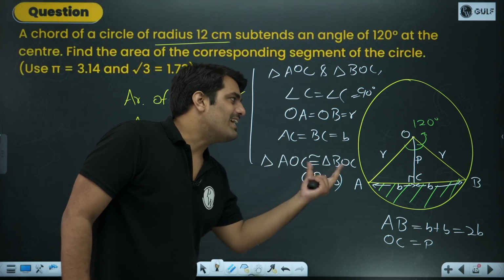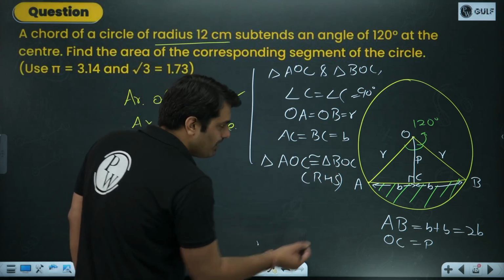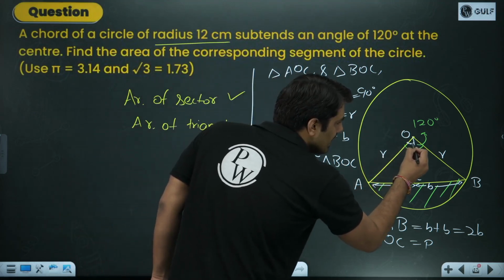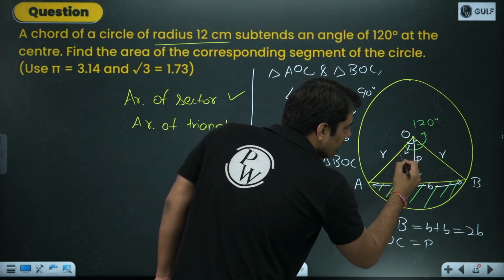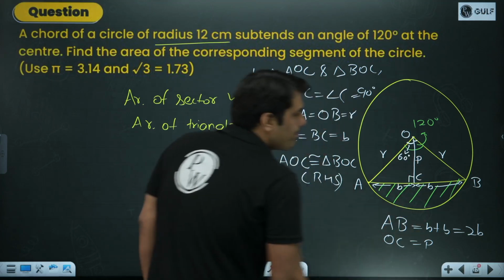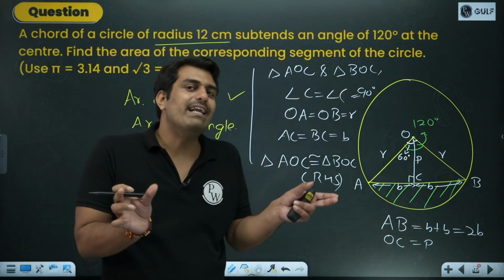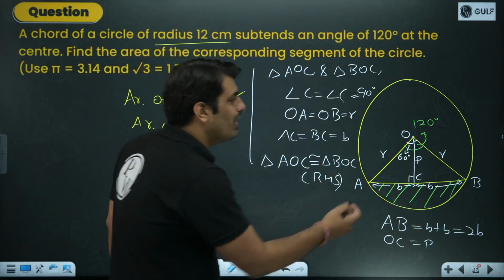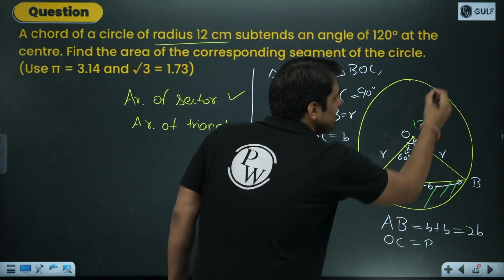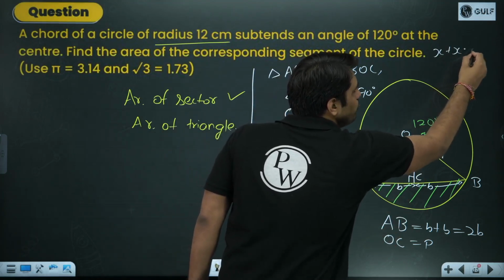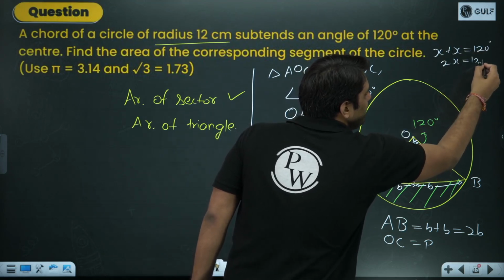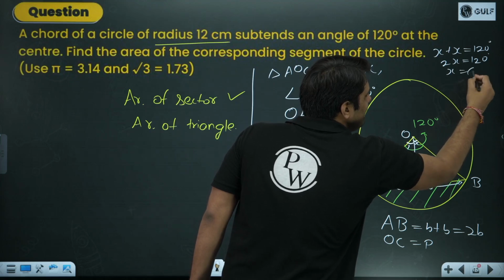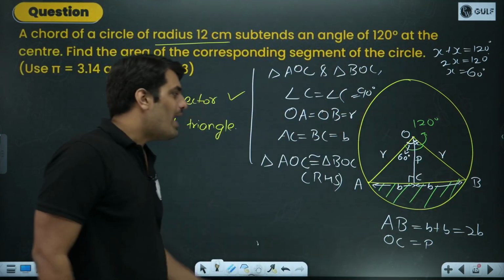Since these two triangles are congruent, whatever this angle is, the same would be this angle. And what will this angle over here be? It will be 60 degrees now. 120 degrees divided into two equal parts. If I call this basic part X, then X plus X equals 120 degrees, that means 2X equals 120 degrees. So the X value is 60 degrees.